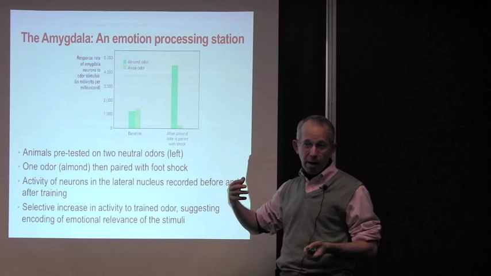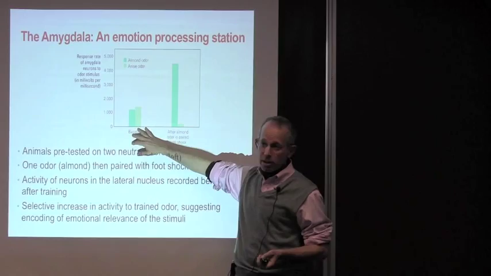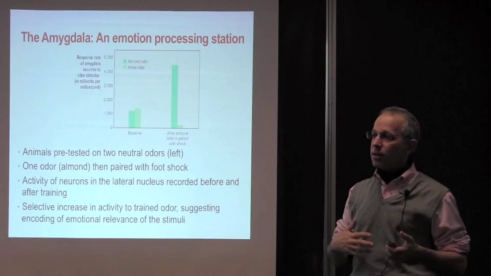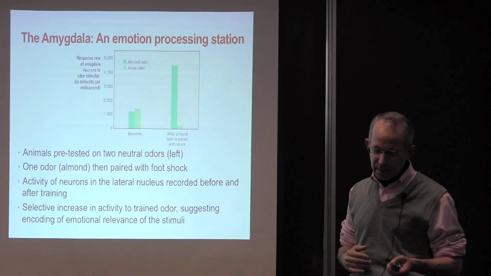What you see is that initially there's the same response to these two odors. But after the almond odor is paired with the shock, there is much more responding. So it suggests that the lateral nucleus is developing a sensitivity to stimuli that are associated with the fear response. So you're becoming ever more sensitive.